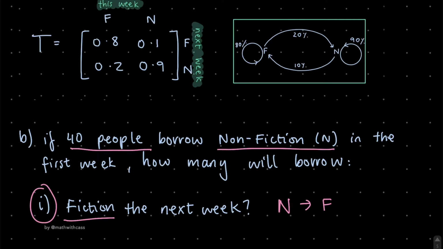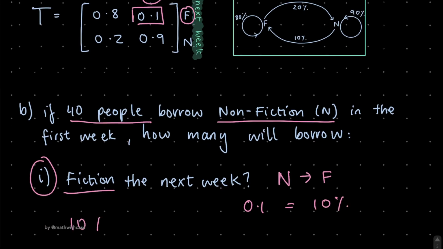So back to the matrix, let's look at the element that we need. So we're going from non-fiction to fiction. So we need 0.1. Now that is the same as 10%, that's right. So it's 10% of 40 people, which is 10 over 100 times 40. And when we simplify that, it becomes 4 people.